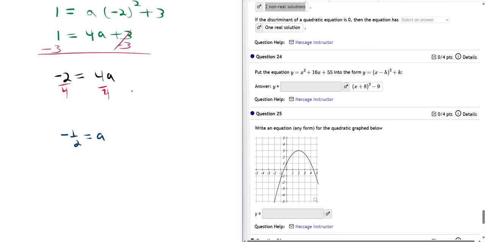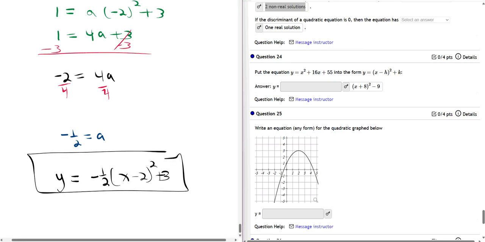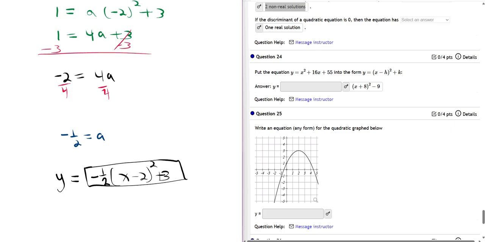So now I can come back to my half or mostly done function f of x, or that was y. I had it as y. So I had y is equal to a times x minus 2 quantity squared plus 3. And I'm able to replace the a now with the -1/2. And that's going to be my final answer, or rather just beside over here is what I'll put into the box.